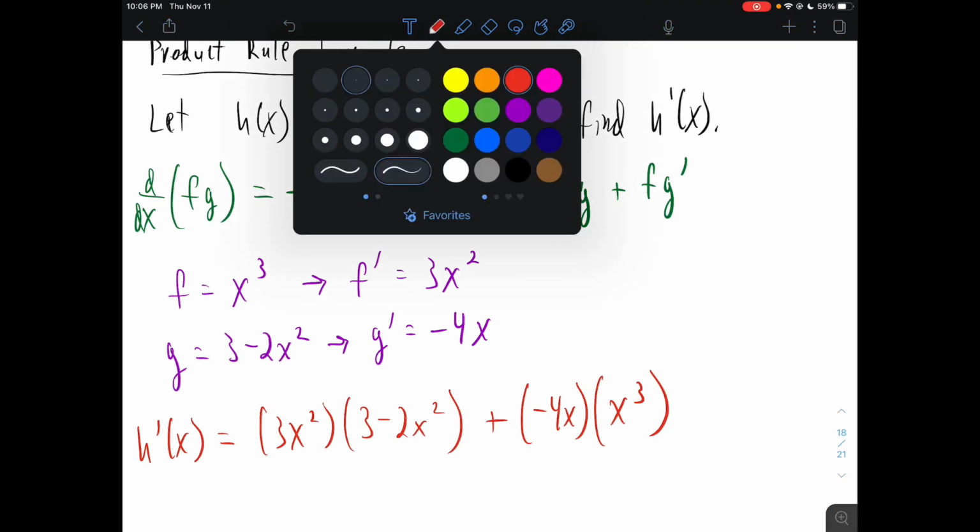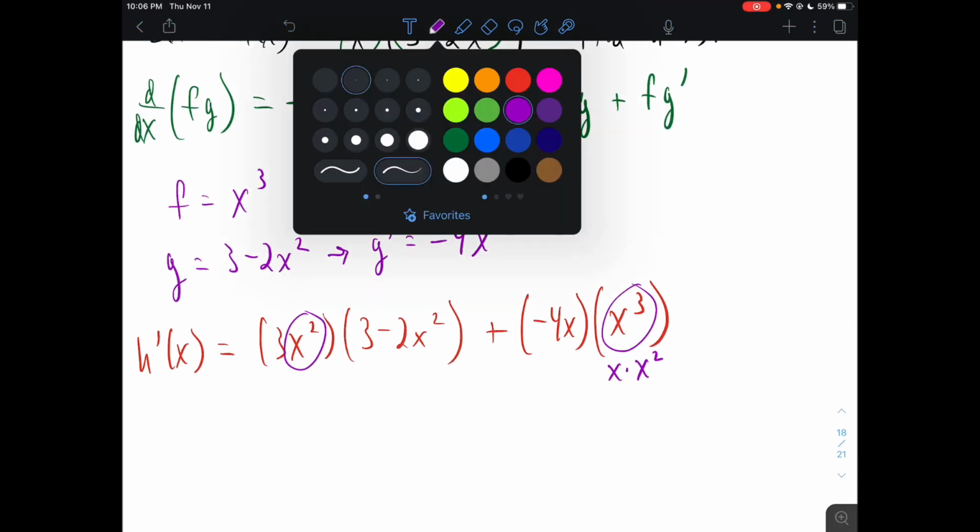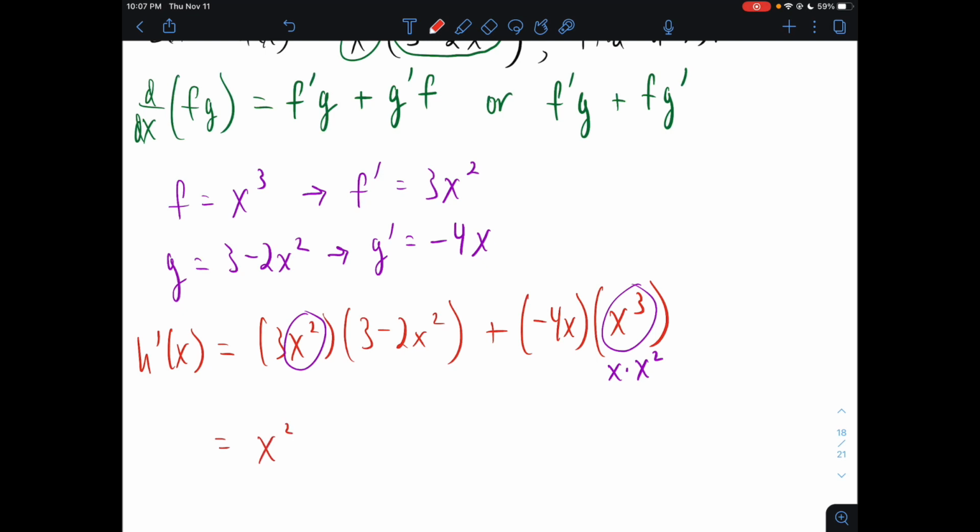So if we take a look at our products and we look for some common factors, we'll see that I can't factor out any constants, but I can factor out some powers of x. So like x squared that's here, I can factor out an x squared from x cubed, since x cubed is the same thing times x squared. So I'm going to factor out an x squared. And what's left then will be the 3 times the 3 minus 2x squared, and then minus the x times the x, which would be x squared.